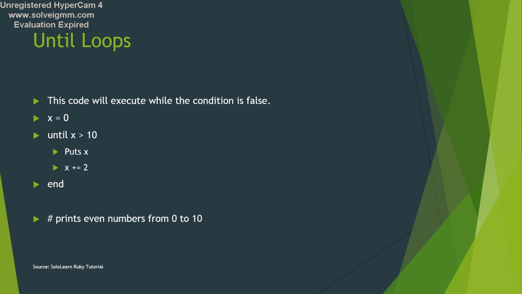Until loops. This code will execute while the condition is false. The initial value of x is 0, and it runs until x is bigger than 10. So it will output x, 0, and x plus equals 2 increments by 2, so it will output even numbers from 1 to 10. When 10 is greater than 10, it is false, so it will output 10 and it will become 12. When 12 is greater than 10, it becomes true, so the loop will be stopped.